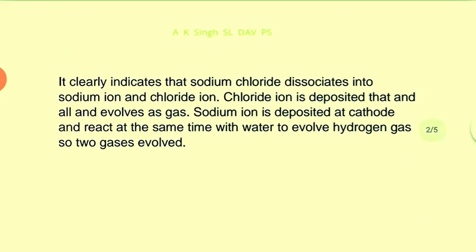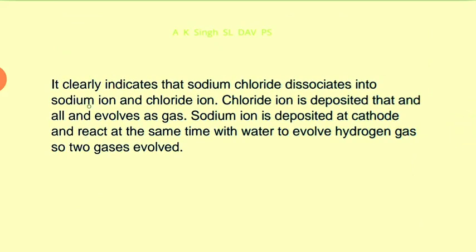It clearly indicates that sodium chloride dissociates into sodium ion, that you have seen in the reaction, and chloride ion is deposited at the anode. You have seen in the figure here, this print is wrong. Sodium ion is deposited at the cathode, that is clear, and reacts with water to form hydrogen gas, it is clear.